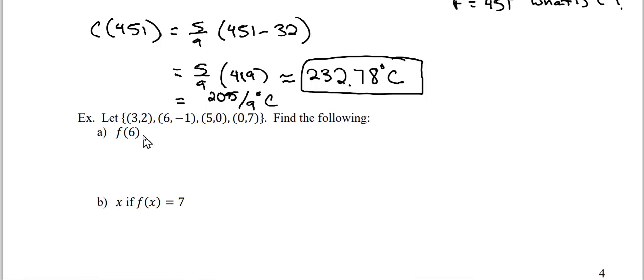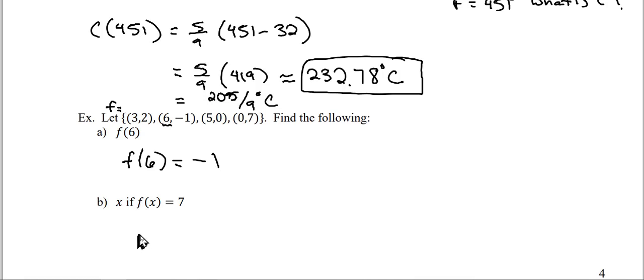Okay, we saw this function before. We said that it was a function. Notice the x coordinate is not repeated to two different y values. Oh shoot, I missed something here. This should say let f equal that. That's our function. F of 6 means when you input 6, what do you get out? This is my input, negative 1 is my output from that ordered pair.